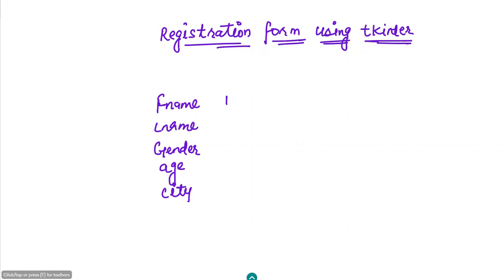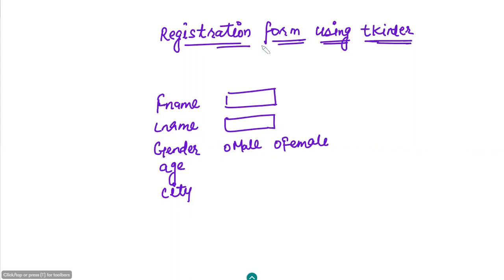So these are the input boxes. These are the entry boxes, or you can say input boxes. And here we will apply the gender, which will be the radio button. Suppose this will be the radio button. This can be male and female. These are the radio buttons through which we will access input, right?